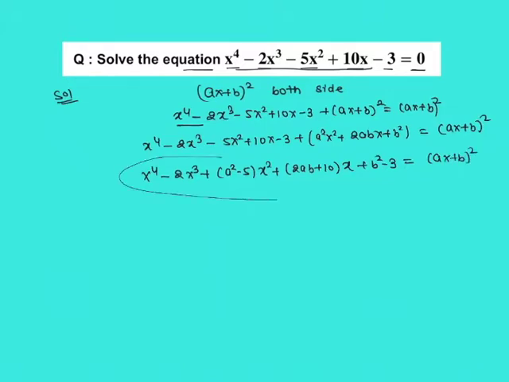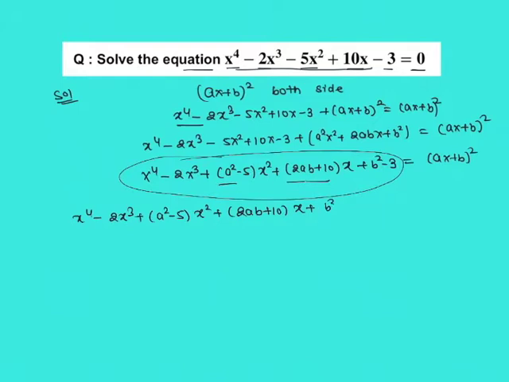For some values of a and b, this equation must be a perfect square of a quadratic expression. So we will get x power 4 minus 2x cube plus (a square minus 5) into x square plus (2ab plus 10) into x plus (b square minus 3) equal to (px square plus qx plus r) whole square.